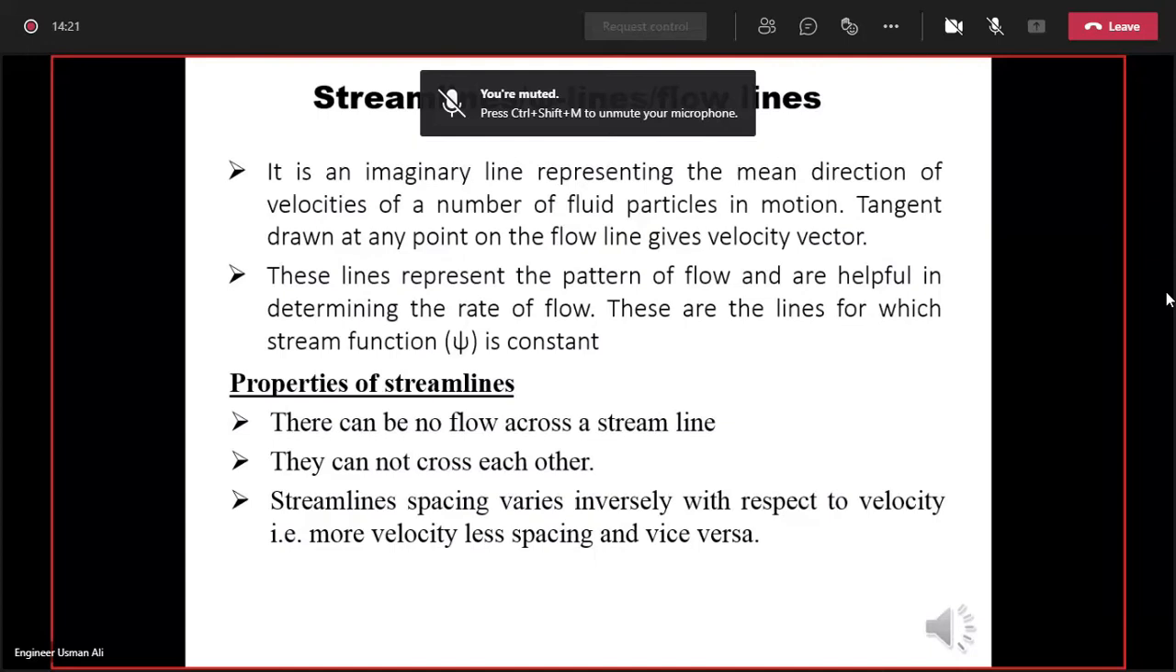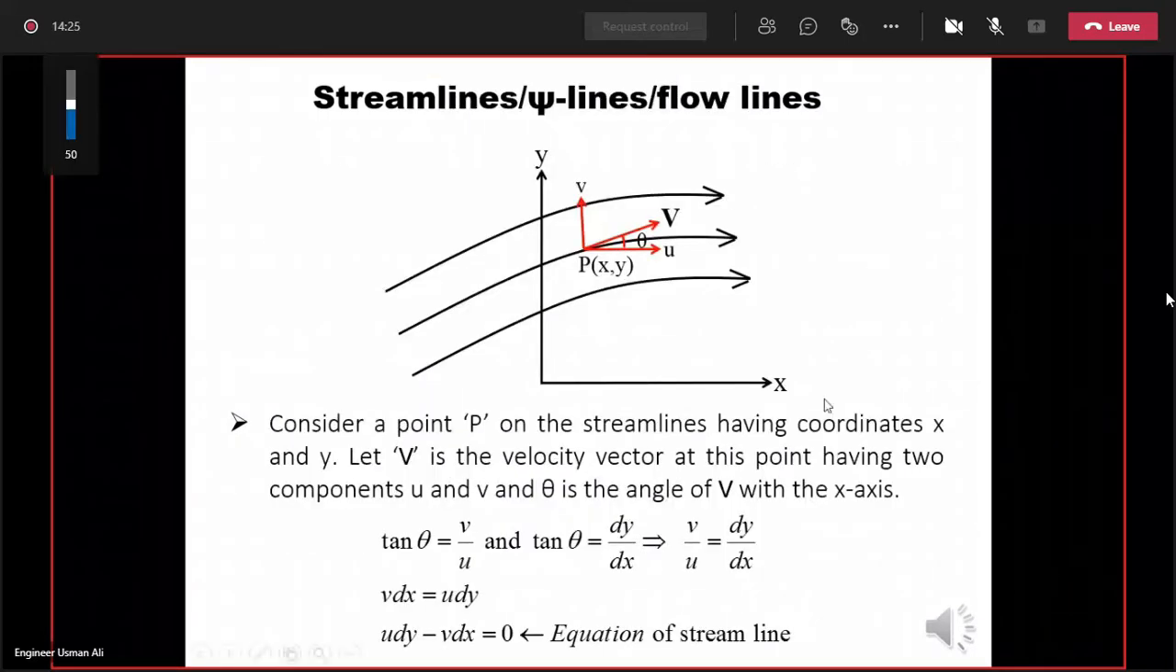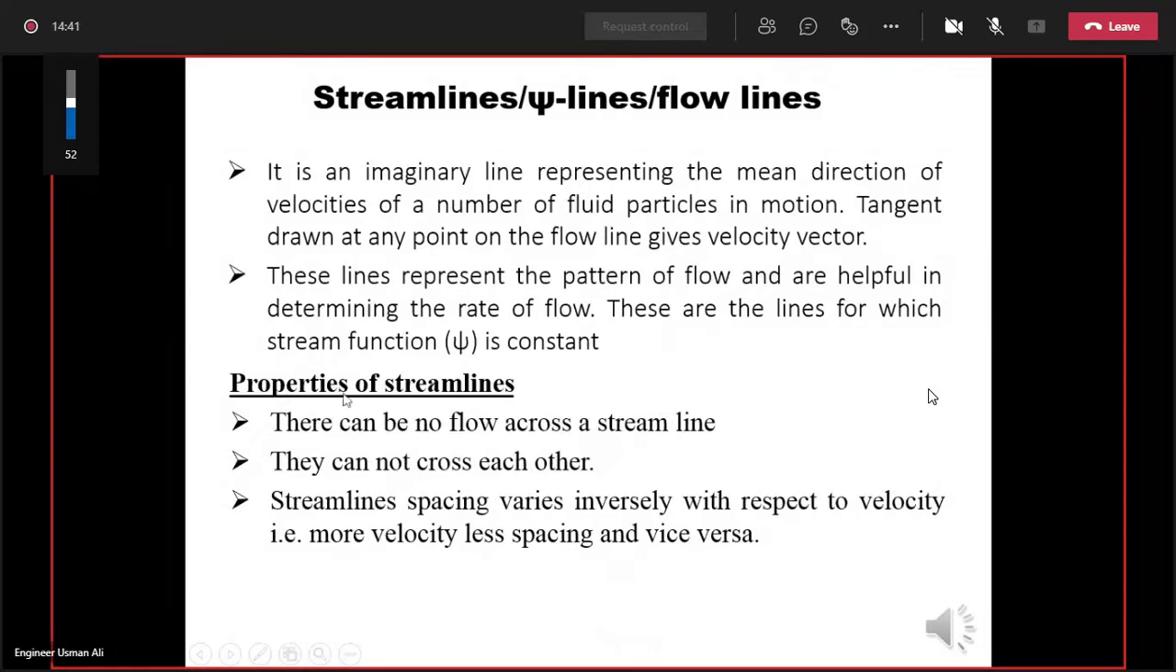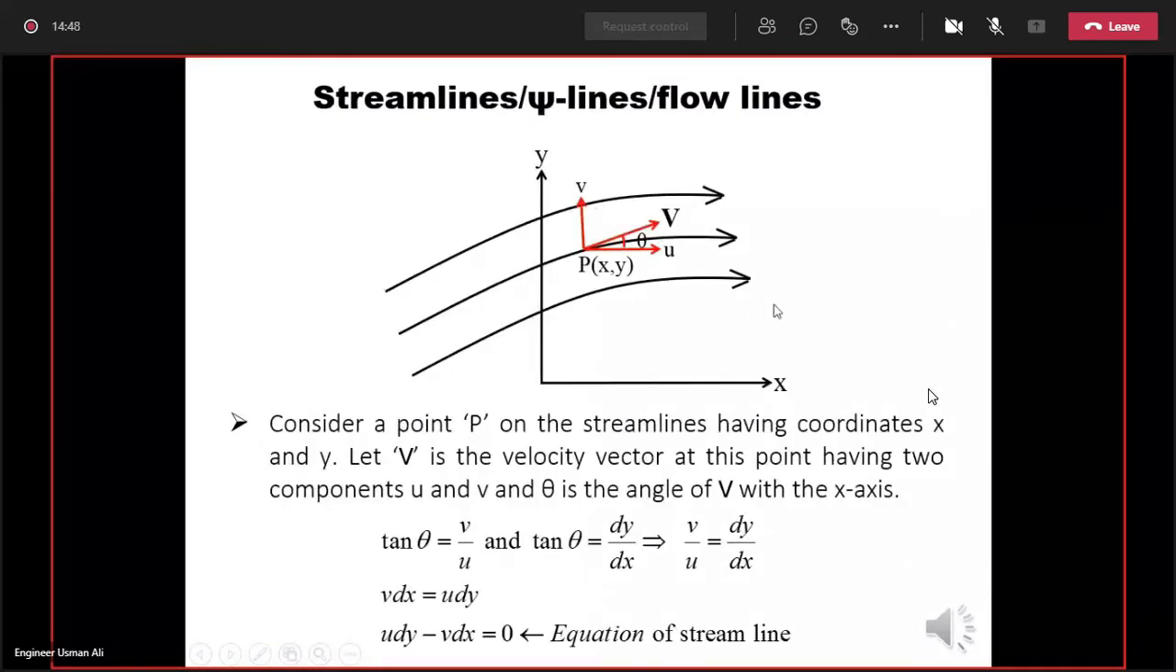Some of the properties of streamlines are mentioned over here. As you can see, typically these lines with arrows are the streamlines showing the average direction of flow of the fluid, or the mean direction of velocities of a number of fluid particles. At any point on this streamline, if you draw a tangent, that is a velocity vector. Some of the properties, as I mentioned, are shown. There can be no flow across a streamline. Remember, the flow will always be along the streamline like this. It cannot go across it. So across the streamline, flow will not take place.